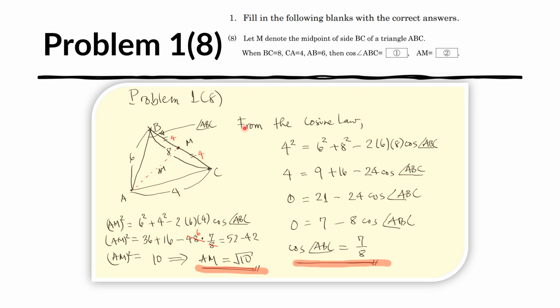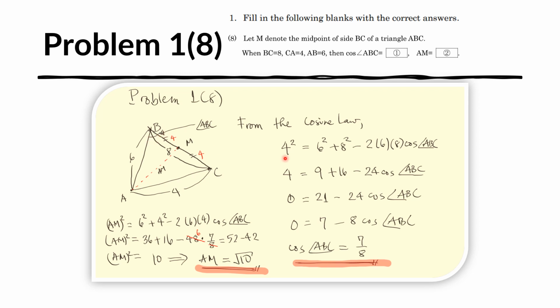CA is given to be 4. AB is given to be 6. Now we are interested in angle ABC. Angle ABC is this angle. And the line segment AM, which is this line segment. We can get angle ABC from the cosine law. We notice that we are given 3 sides. And if we take this to be our unknown angle, then the cosine law will read 4 squared equals the square of this side plus the square of this side minus 2 times this side times this side times the cosine of the included angle ABC.